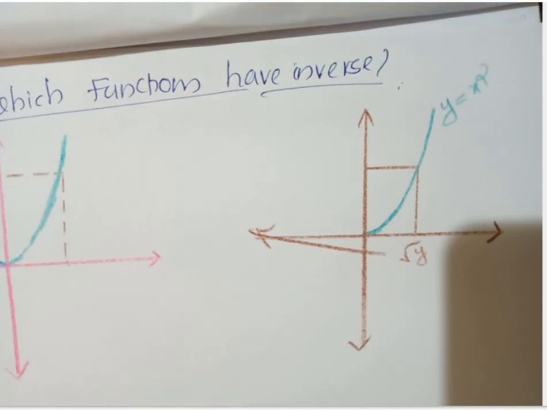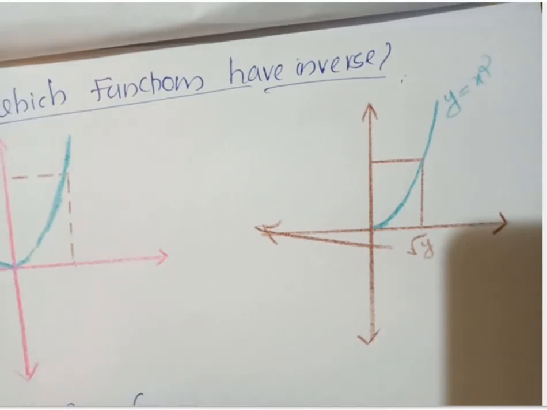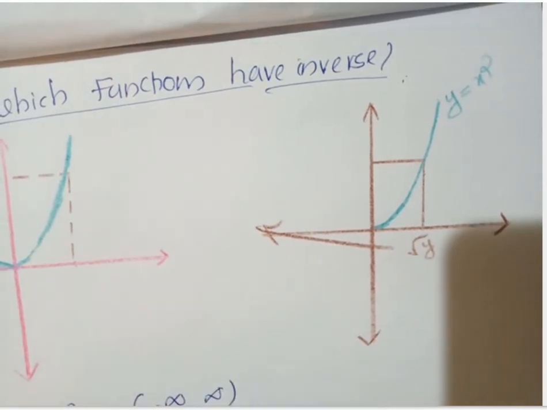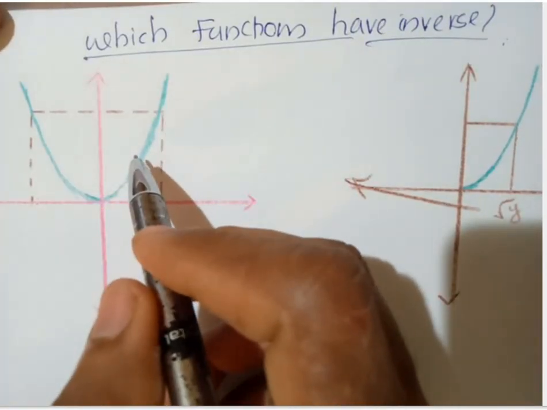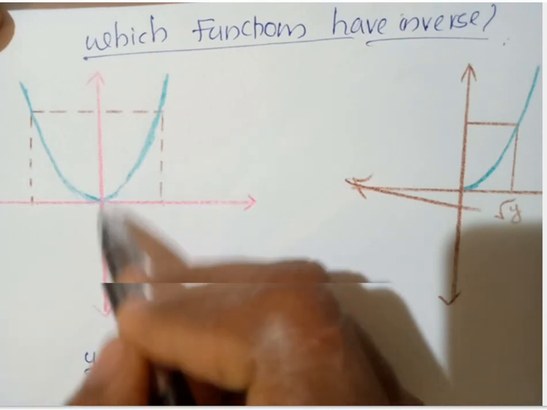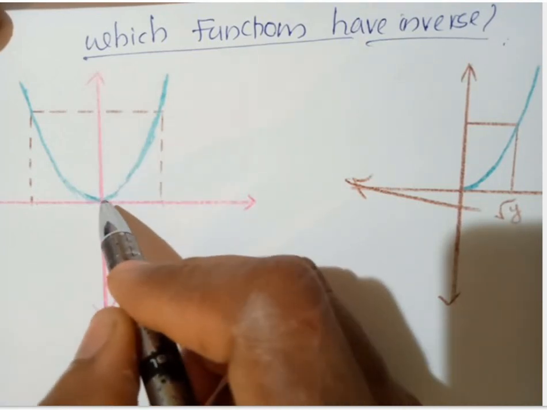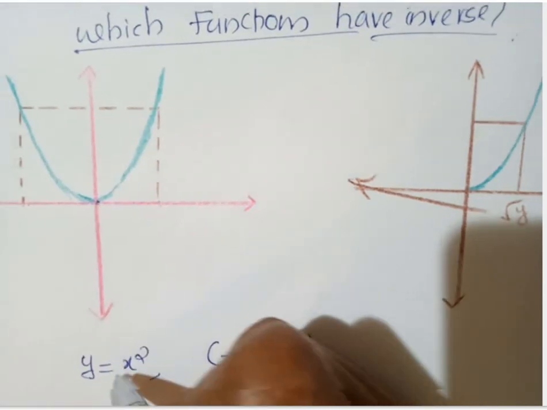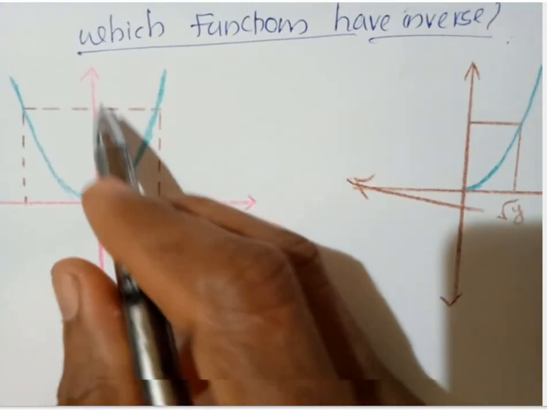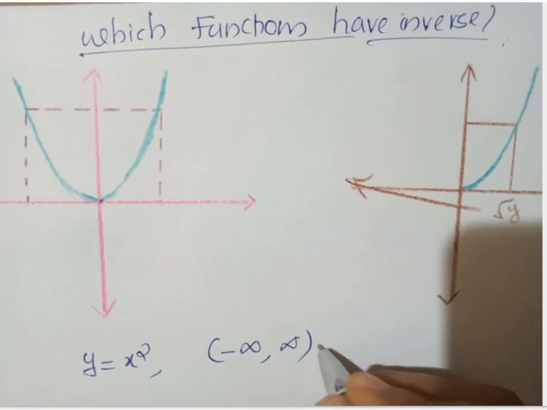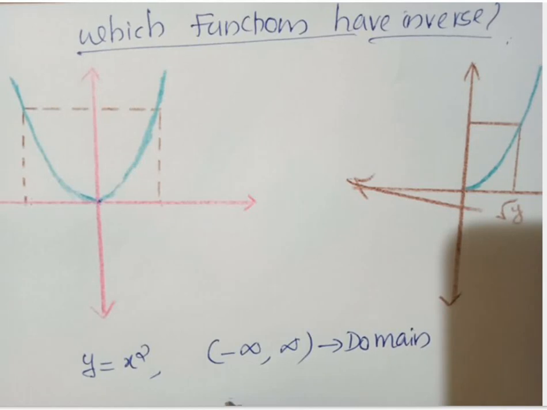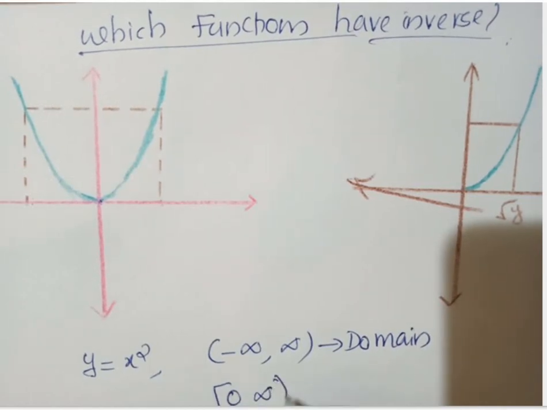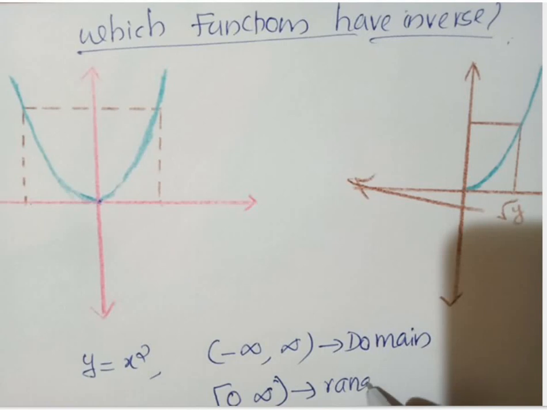Well, for example, consider y equal to x squared. And the domain is minus infinity to infinity. This is that graph. The range is the y coordinates only. Since it is y equal to x squared, you will get the values from 0 to infinity. So this is the domain, and the range is 0 to infinity.